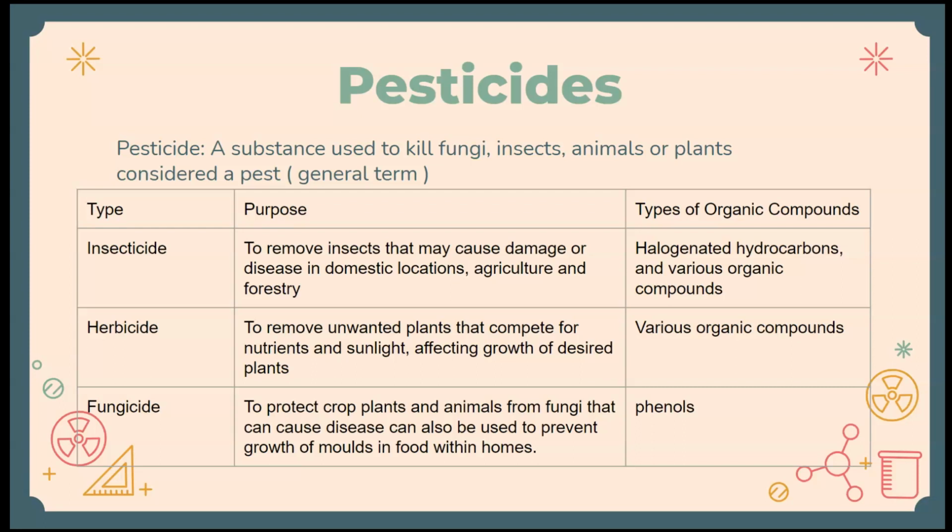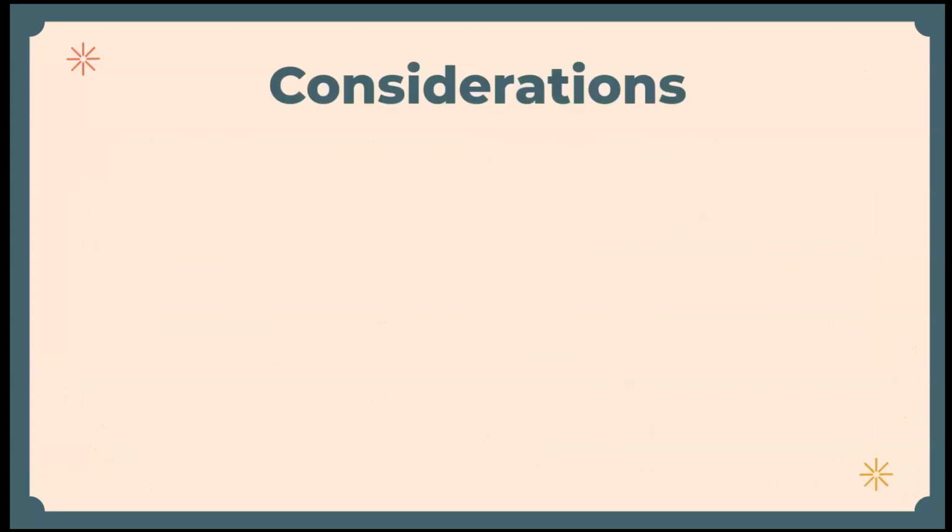So the different types of organic compounds that you can find within these: insecticides have halogenated hydrocarbons and VOCs, herbicides have VOCs, and fungicides tend to have phenols. And then all of these can interact within your body in different ways and cause reactions.